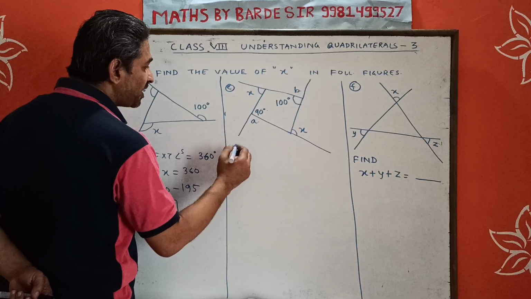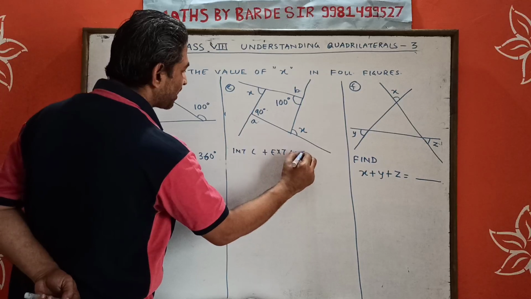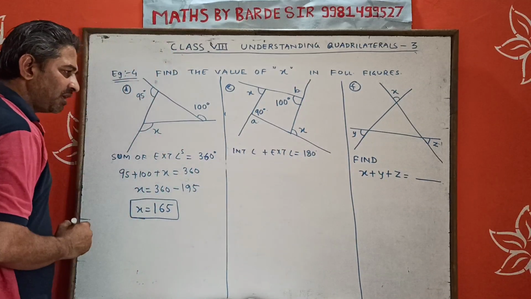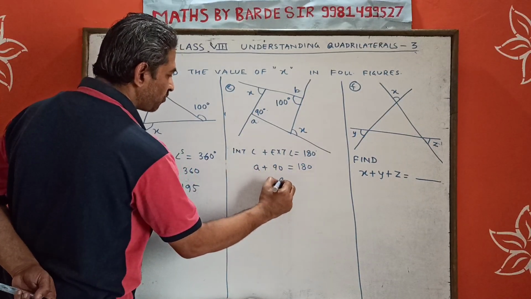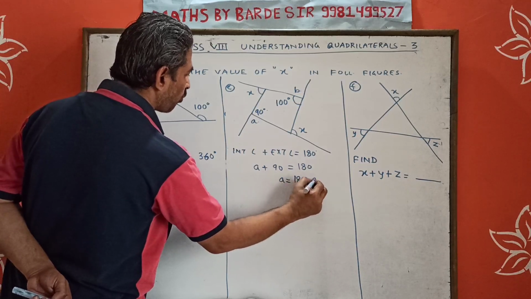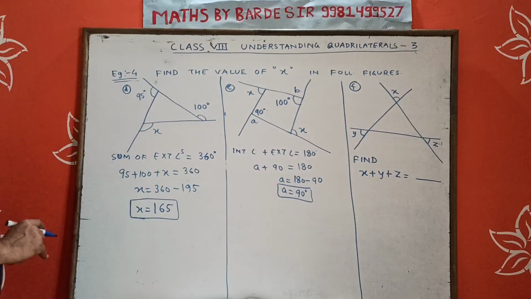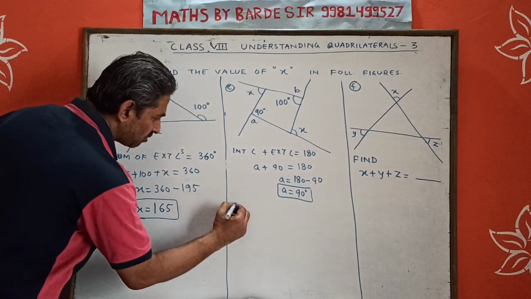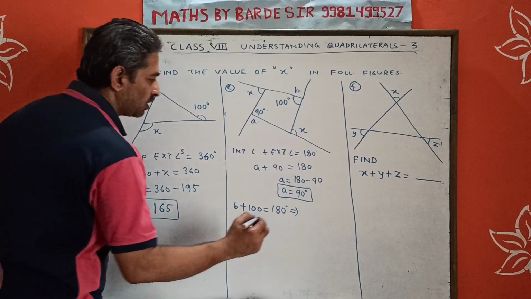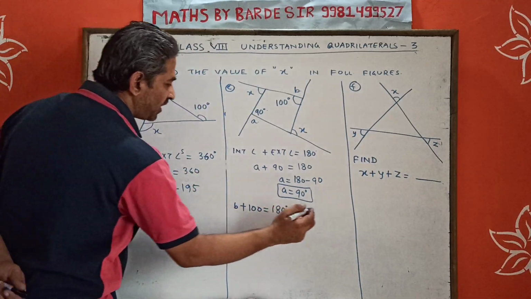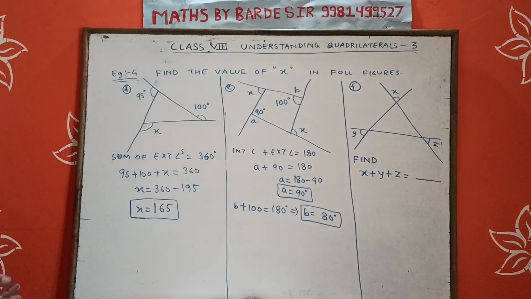To find out A and B, first we find A and then B. We know that interior angle plus exterior angle is always equal to 180. So therefore we'll get A plus 90 is 180, or A is equal to 180 minus 90, A is equal to 90 degree. Again, B plus 100 is 180. Therefore, B is equal to 180 minus 100, that is 80 degrees. So we have calculated A, we have calculated B.